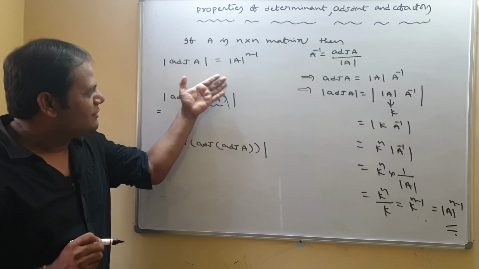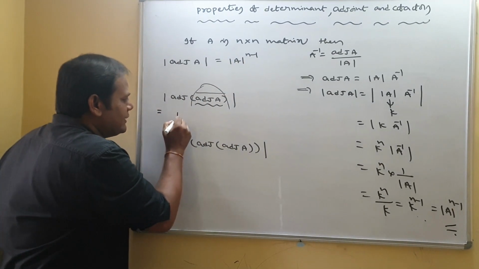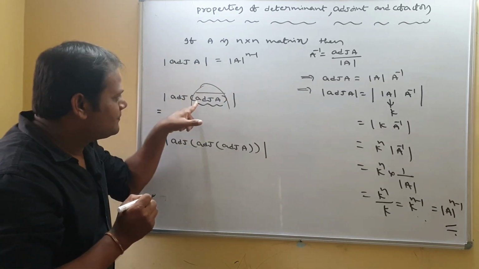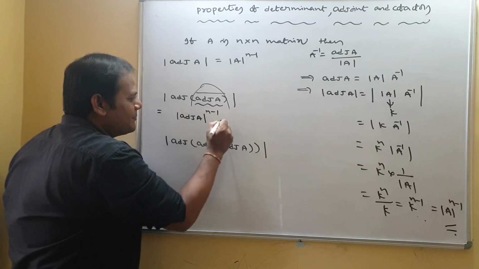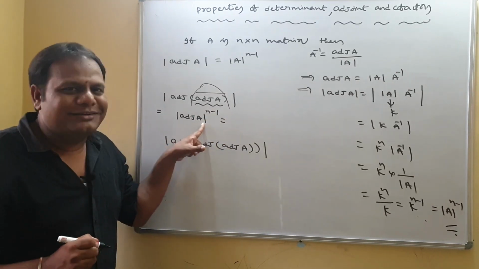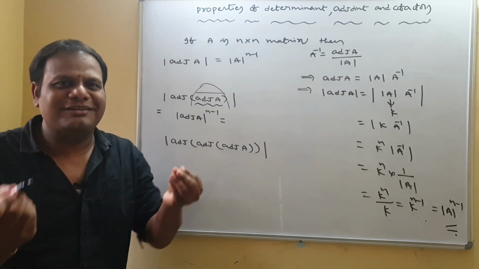Det adjoint A. What is det adjoint A? It is det A power n minus 1. So det adjoint A is det A power n minus 1. You know what det adjoint A is? It is det A power n minus 1.